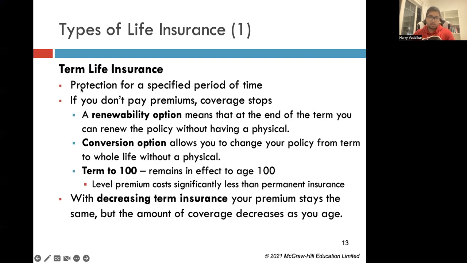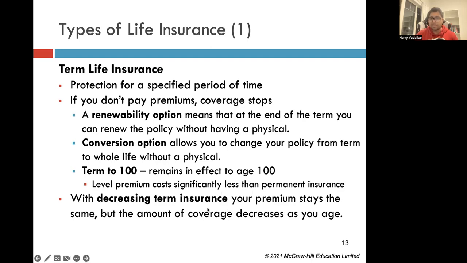If you don't pay premiums, the coverage stops. There is a renewability option, which means that at the end of the term, you can renew the policy without going through a medical checkup. But of course, you have to pay a higher premium because you would have aged by that time. So 20 years from now, you would have to pay higher premiums to get term insurance. A conversion option allows you to convert your policy from term to whole life without medical exams. Term to 100: this policy remains in effect up to the age of 100. The level premiums cost significantly less than permanent insurance.